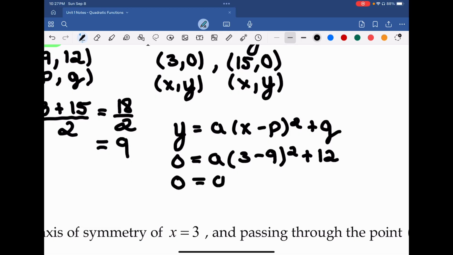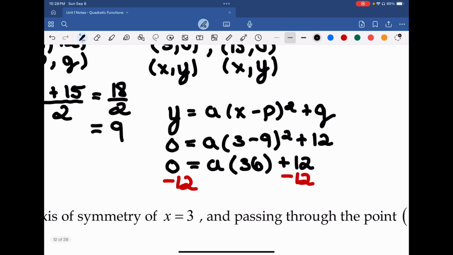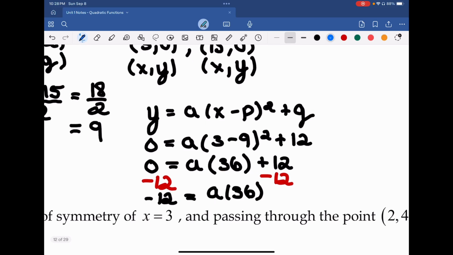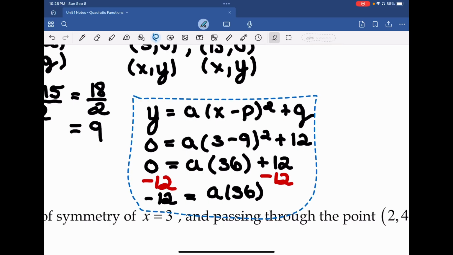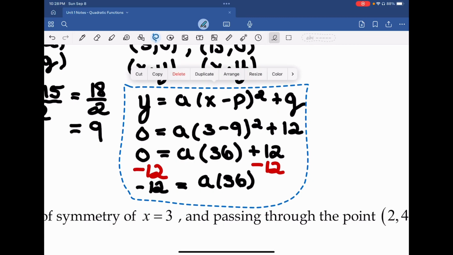Now it's going to be 0 is equal to a times (3 minus 9). 3 minus 9 is negative 6. Negative 6 squared is going to be equal to 36. Plus 12. I'm going to subtract the 12 across because I can't divide by that 36 to isolate for a otherwise, or until I've done that. So that's going to give me negative 12 is equal to a times 36. And then what I need to do here is divide both sides by the 36. I'm trying to make this as neat as possible. Let me shift this all up here just to create the space to do that division.